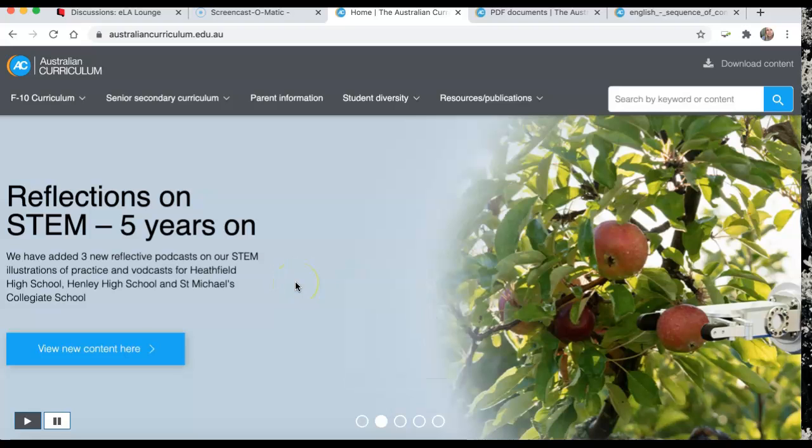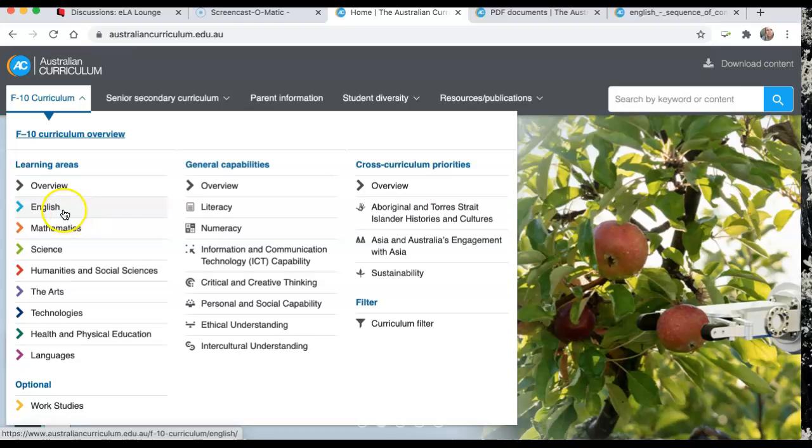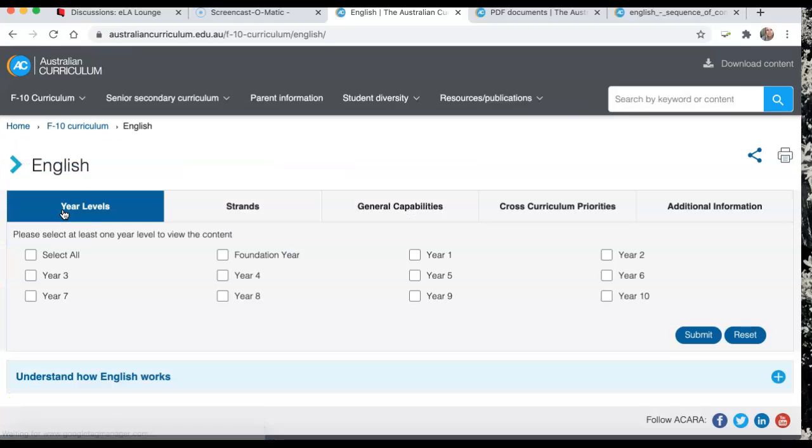Hi everyone, I'm going to take you for a tour of the Australian curriculum. So we're going to have a look at the Australian curriculum website. If you click on curriculum here, you can find the link to English. Now you'll find that it's set out into year levels and strands as well as connections to general capabilities and cross-curriculum priorities. But for this particular task, there's not really much need to look at those extra things. You want to have a look at the year levels and you want to have a look at strands.